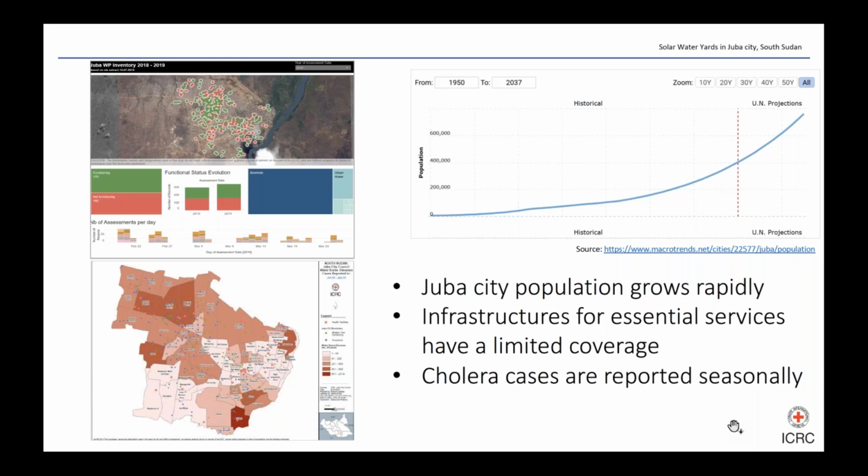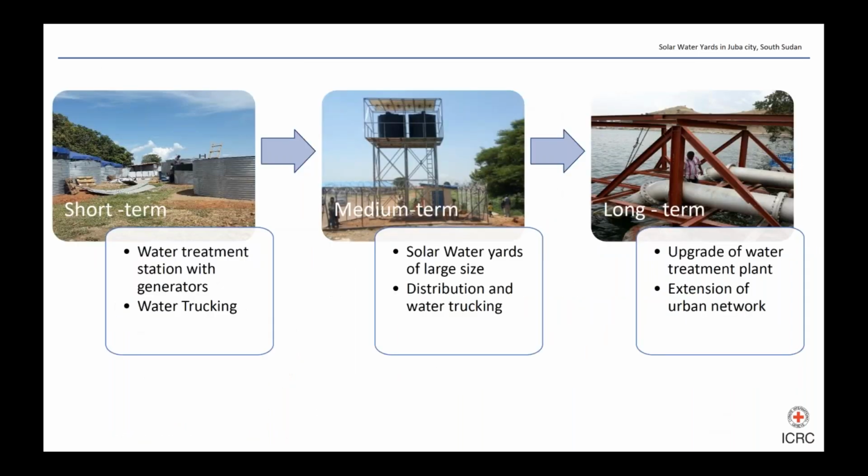It's important to know that as of December 2019, of the 335 water points in Juba, 175 are functioning. And of these, those that are powered by generators are not functioning because the community cannot afford the fuel for the generators.